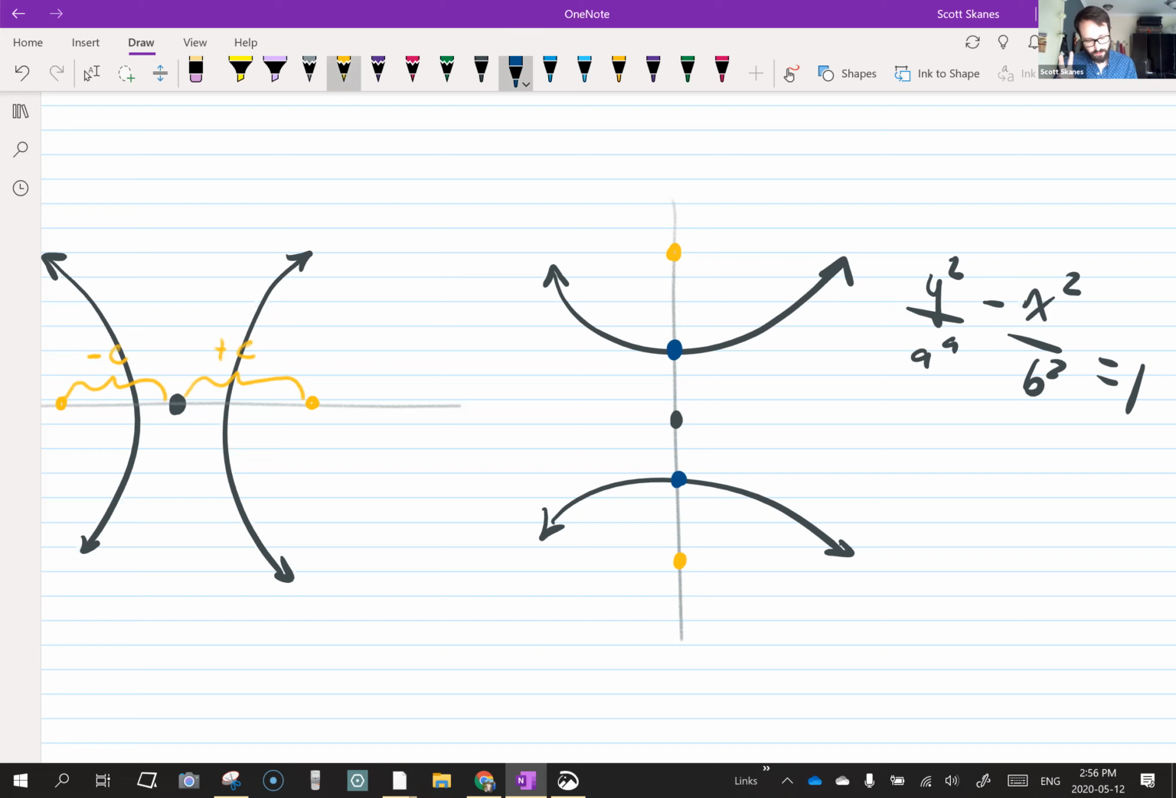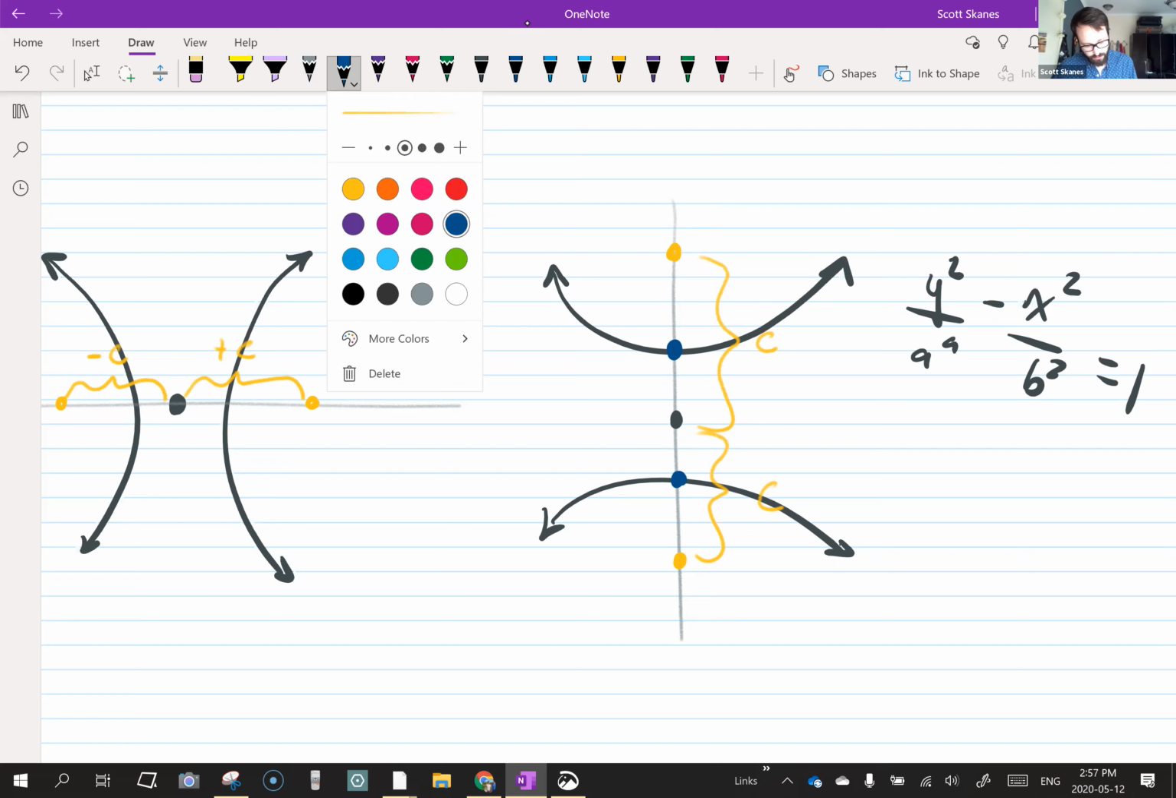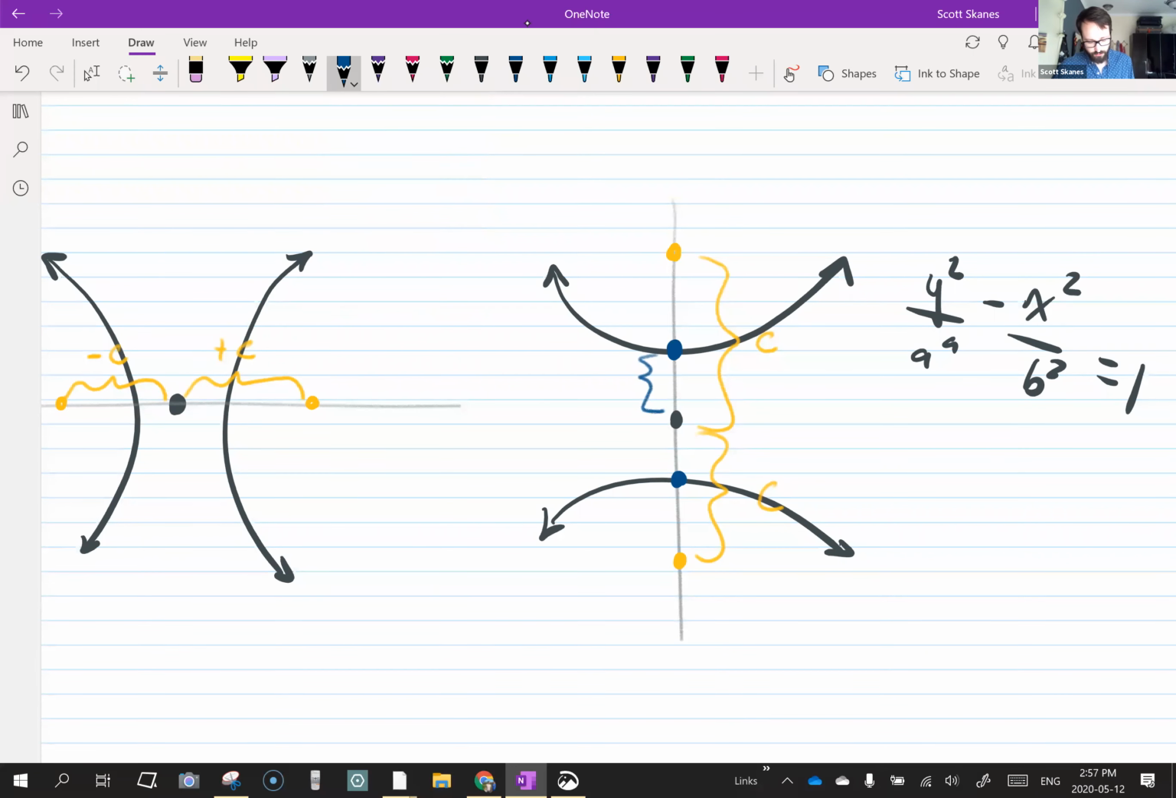So these are the two things you need to be aware of. This distance here is C. This distance here is C. So you add it and subtract it from that value for the center. You also should know that this distance would be A. This distance is also A. I didn't mention that here, but I could have. Okay. Just trying to keep track of everything.